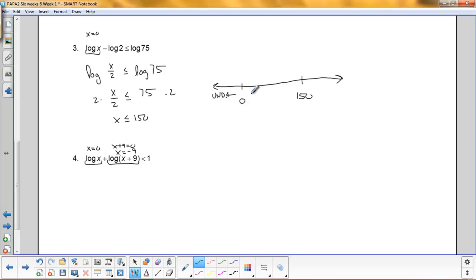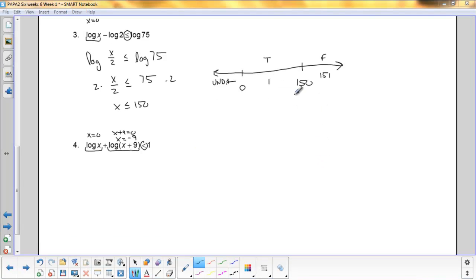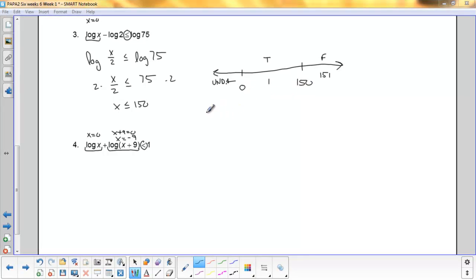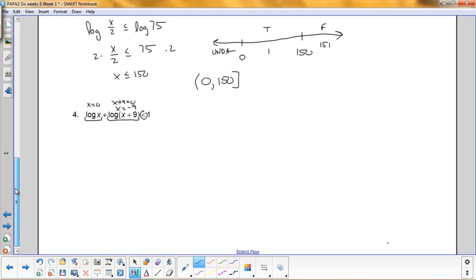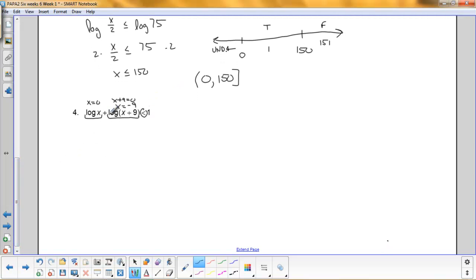Now I'm going to pick my test points between each of these intervals to determine where the solution actually lies. So when you plug the number 1 into this inequality, this is a true statement. When you plug the number 151 into this inequality, this is a false statement. The solution occurs between 150 and 0. 0 is not included, so we will start with 0 and end with 150, parentheses here, bracket there, because of the inequality symbol, 150 is included.